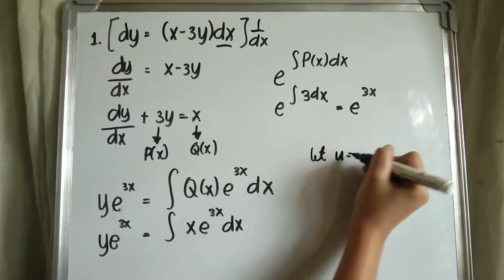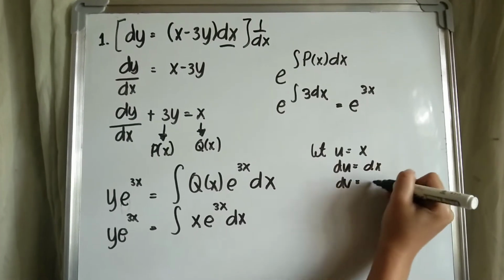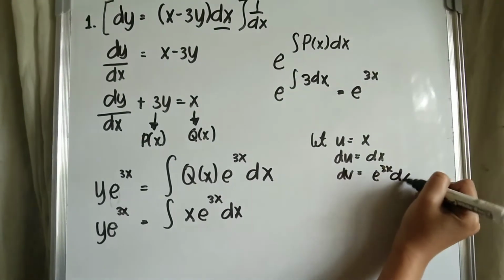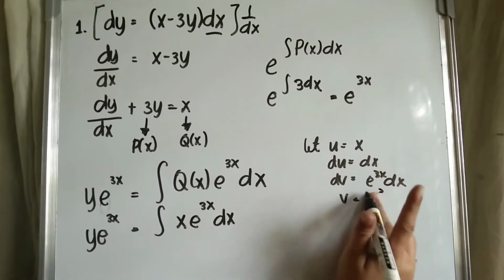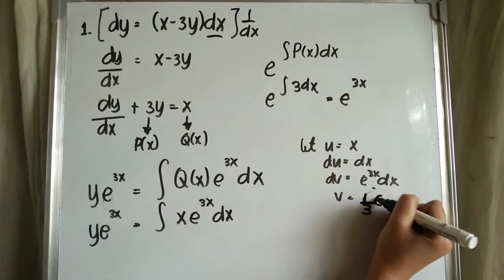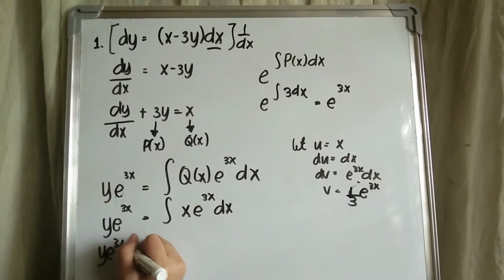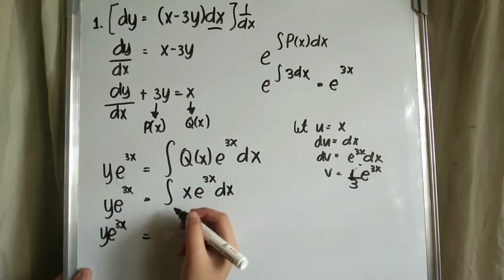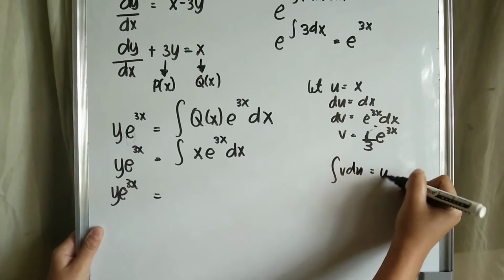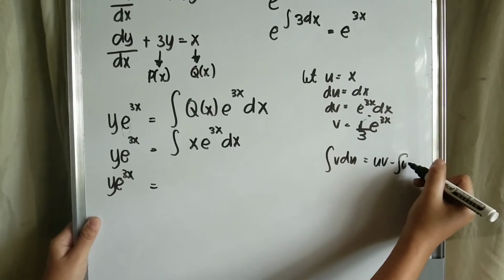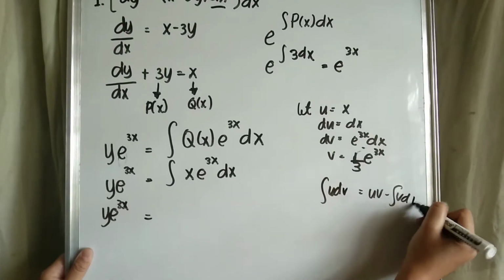We will let u = x, du = dx, dv = e^(3x) dx, and our v is equal to 1/3 times e^(3x). This will become y e^(3x) is equal to, and the formula for integration by parts is the integral of u dv equals uv minus the integral of v du. This is u dv and this is v du.